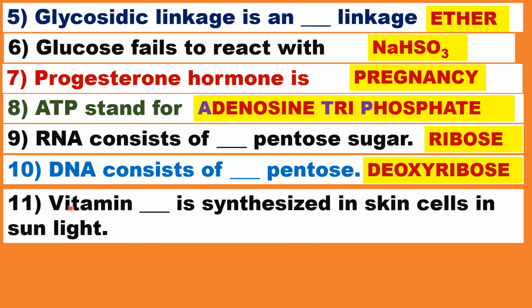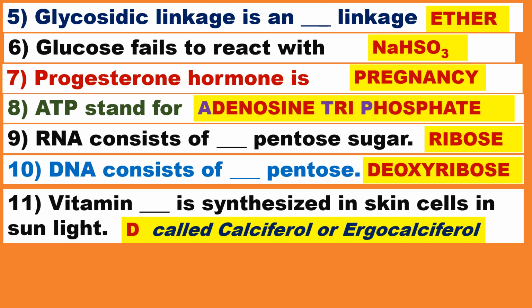11th question: Vitamin dash is synthesized in skin cells in the presence of sunlight. What is the vitamin? It is also called sunshine vitamin. Vitamin D is called sunshine vitamin. It is also called calciferol or ergocalciferol.